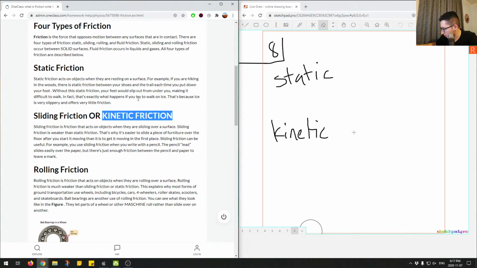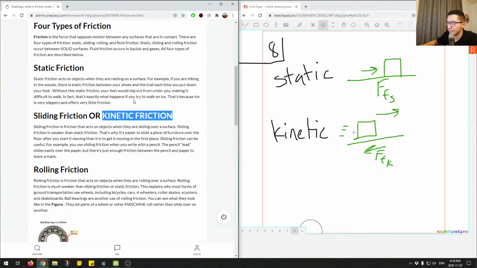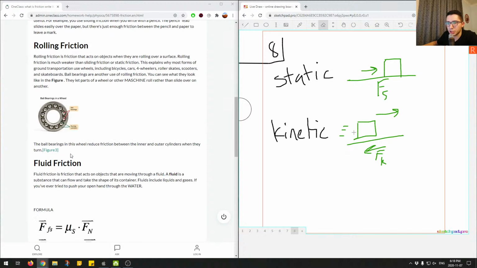So I'll draw the first diagram here. When we think about static, it's a stationary object, you're trying to get it to move. For kinetic, the object is moving, so I'll draw streaks. It's going this direction, but there's still a force of friction resisting. So we'll call this force of friction K, force of friction S. I'll actually just write Fs and Fk. Okay. And then we have rolling friction and fluid friction.